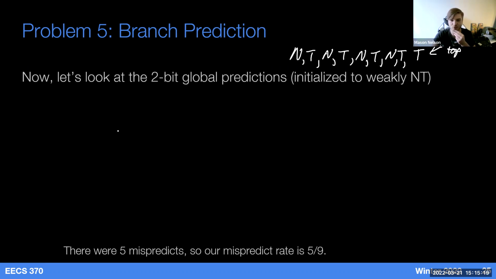So if we have a 2-bit global predictor that's initialized to weakly not taken, after seeing that this first branch is not taken, we're going to move to strongly not taken. So we'll start off with state 1, which is weakly not taken. We'll move to state 0, which is strongly not taken. Then we'll see that the next branch is taken, so we'll move back to weakly not taken. Then we again move back to strong, and then weak, and then strong, and then weak. We'll move back to weak once more, and then strong.